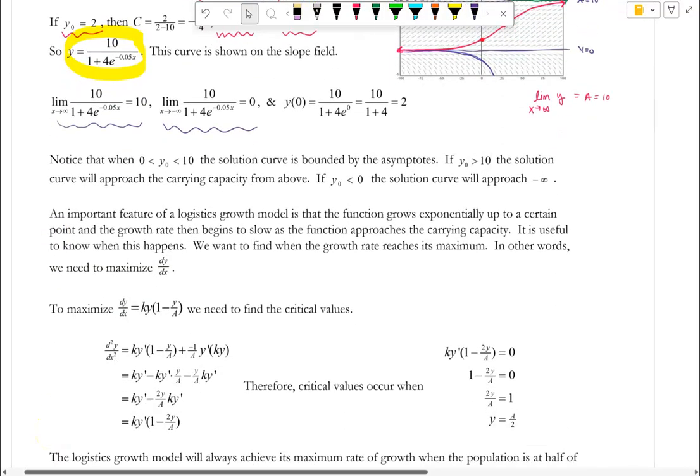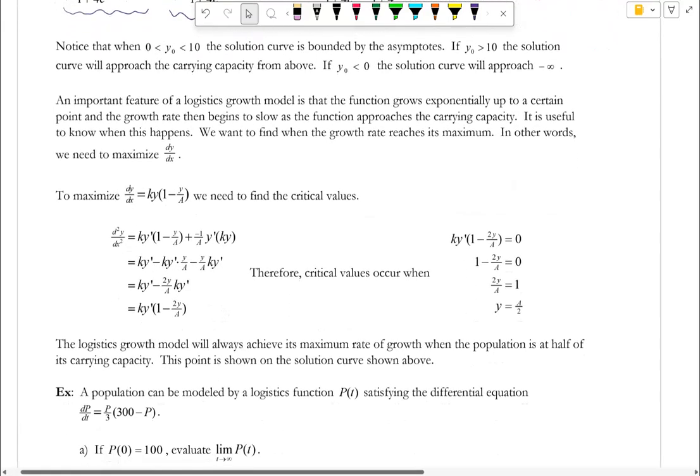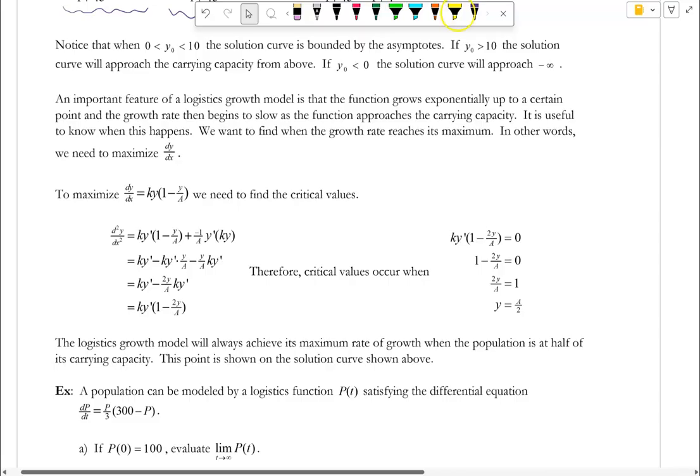One other thing we might want to consider about this model is when the population can achieve its maximum rate of growth. So in a logistic growth model, we said that our function does grow exponentially up until a certain point, but then the growth rate slows as our function approaches its carrying capacity. And it is useful to know when this happens.